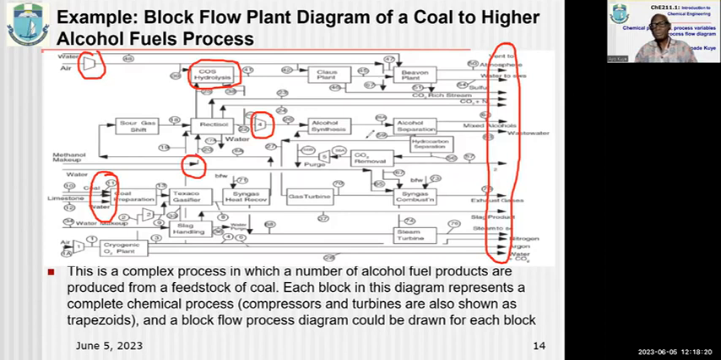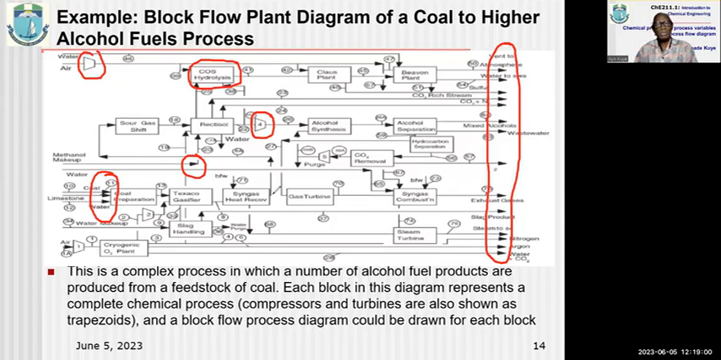So what I want you to do for me, which will be your next assignment, is to look at this plant and tell me how many input streams do we have? And how many output streams? So you look at this and then tell me how many output streams and then how many input streams.